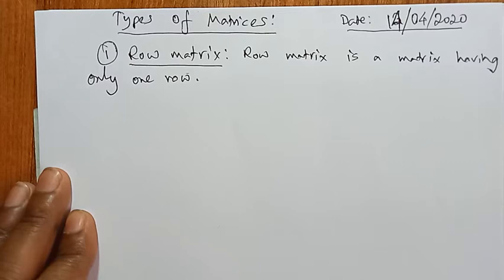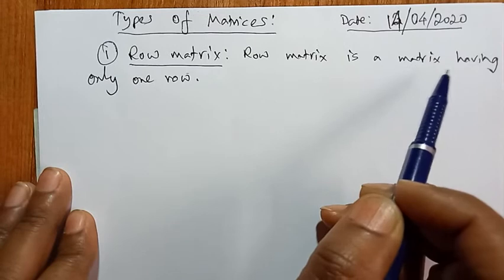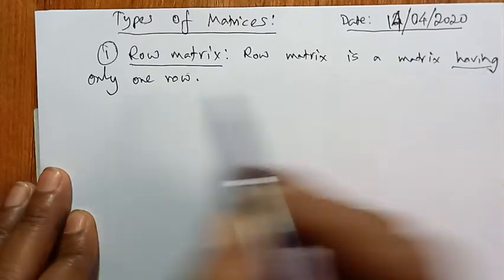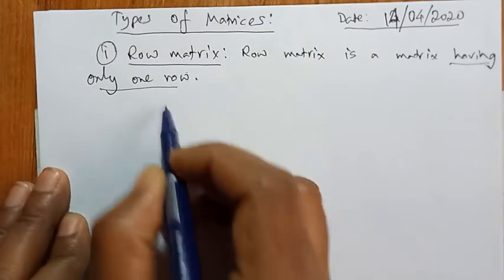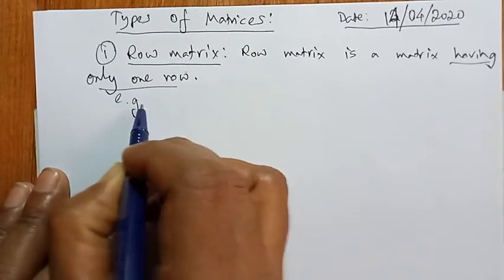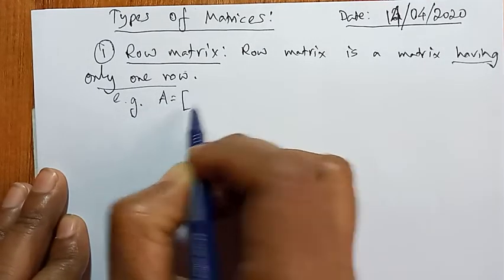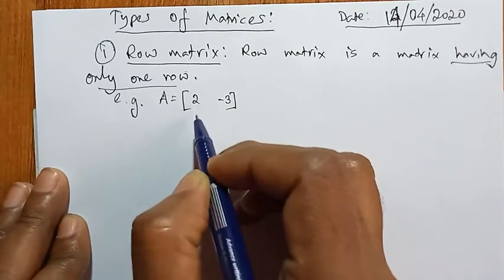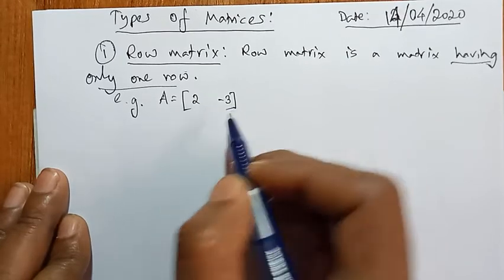The row matrix is a matrix having only one row. Only one row is called a row matrix. For example, you can name the matrix as A. So write 2, minus 3. So this is a matrix, and you see the matrix has only one row.